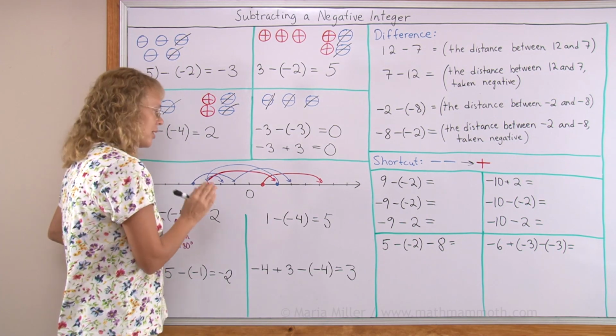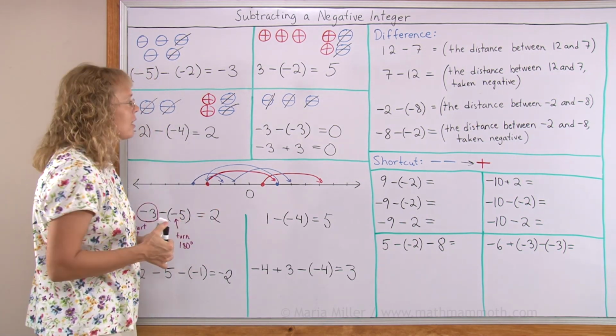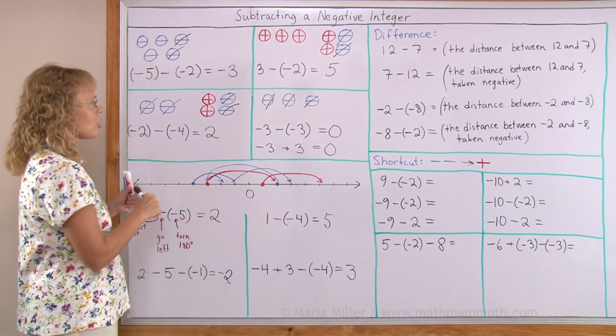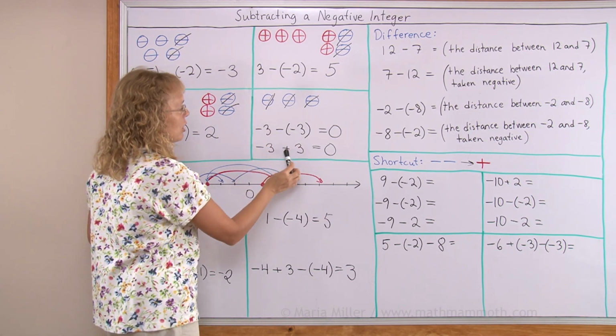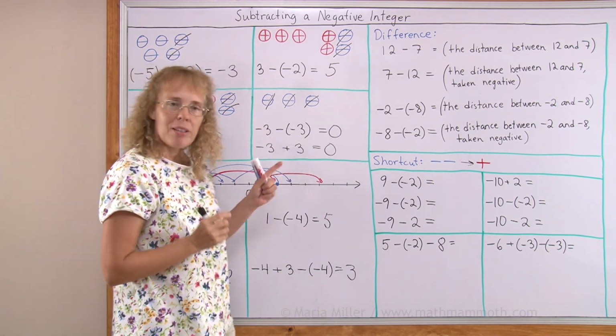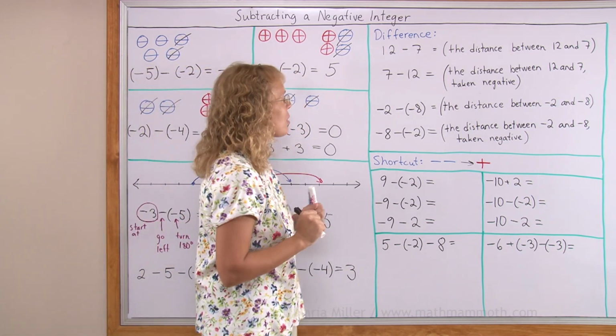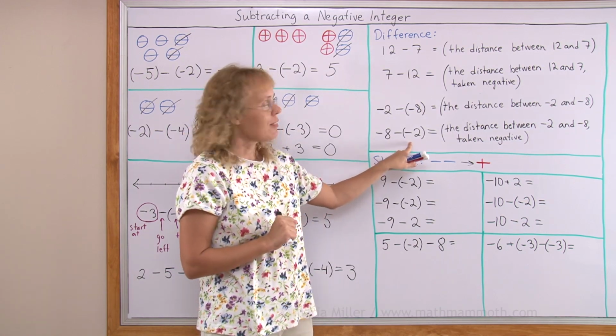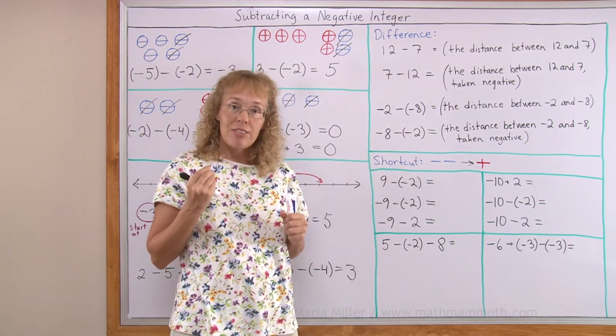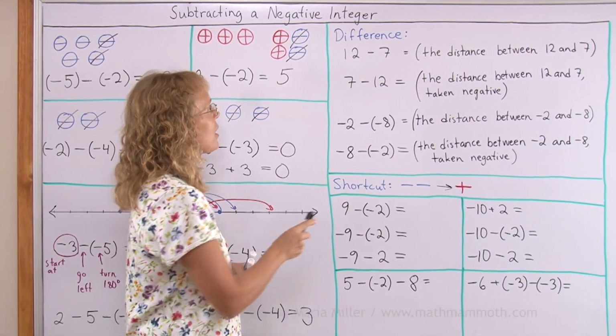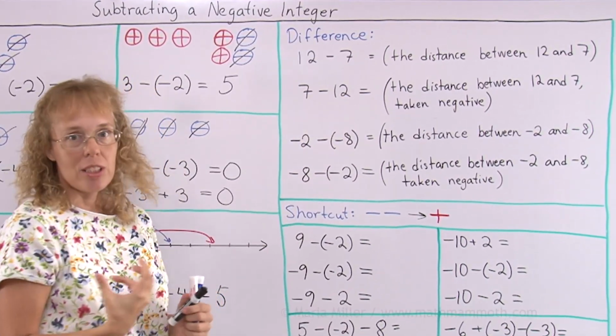And, like we have seen thus far, there's a shortcut, and it seems to work in each case where these two minuses turn into a plus. Now there's one more way that we can think about this situation, subtracting a negative integer, and that has to do with the idea of difference. Let me first explain that to you using just normal positive numbers.